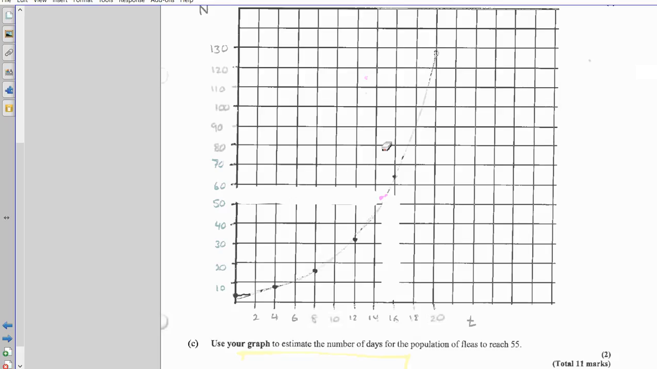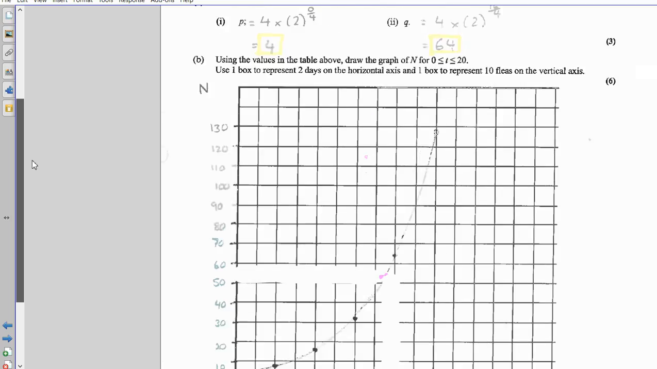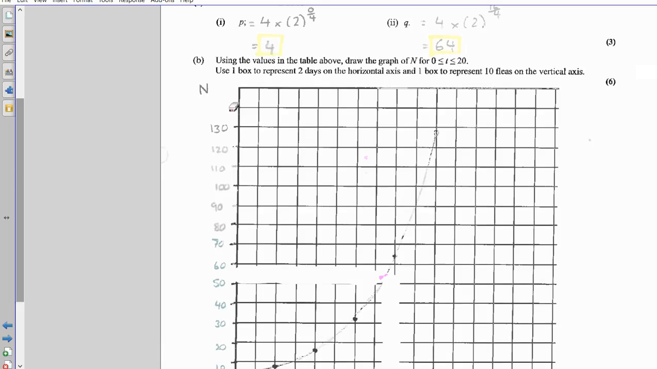And what's the next question? We've done that. Oh, they did actually give us instructions. Use the values in the table above. Draw a graph from 0 to 20. So they told us go from 0 to 20. Use one box to represent 2 days. So that's what I did. I went across 2, 4, 6 on the horizontal axis and one box to represent 10. So they did tell us in the question, but luckily I did that. So make sure to follow whatever they tell you to do in the exam.